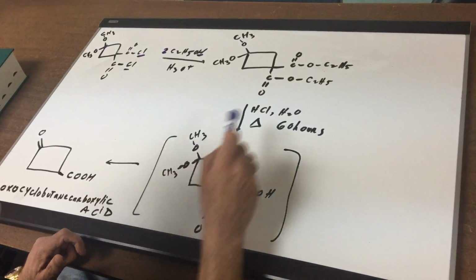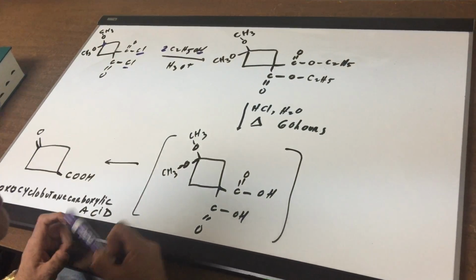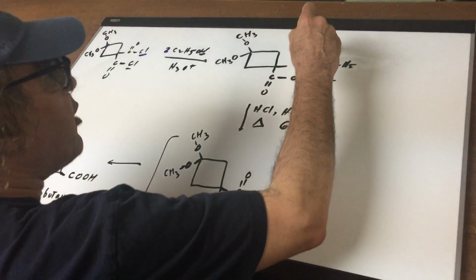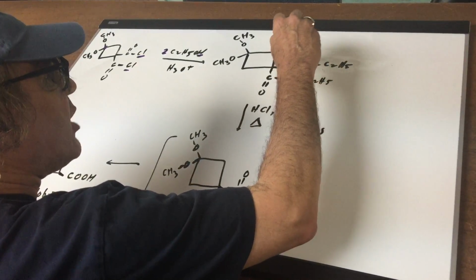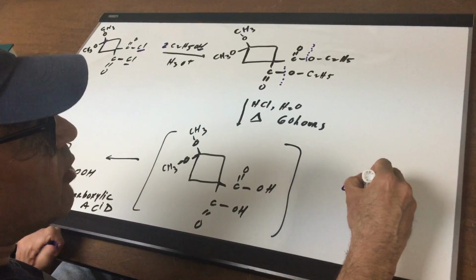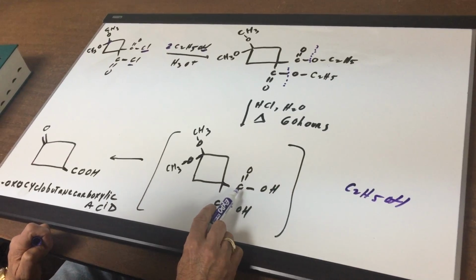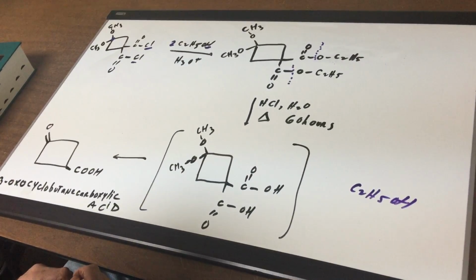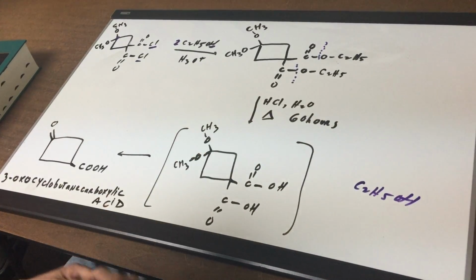Now, in the next step, it says that for 60 hours, it's a few days, we're going to heat this with acid. So what we're going to do is the acid is going to break the ester linkage down the middle, and we're going to get 2 moles of the ethanol coming off, and we are going to get this as an intermediate. We get the 2 carboxylic acids.